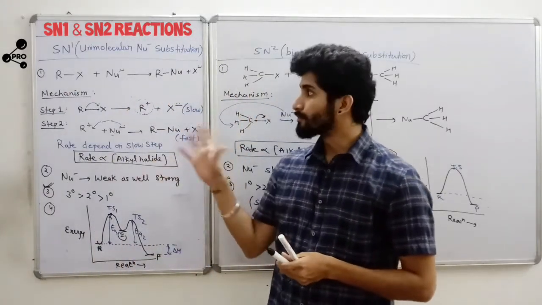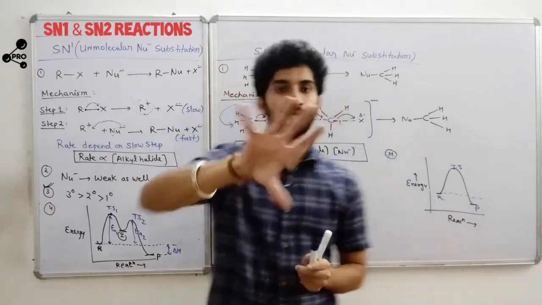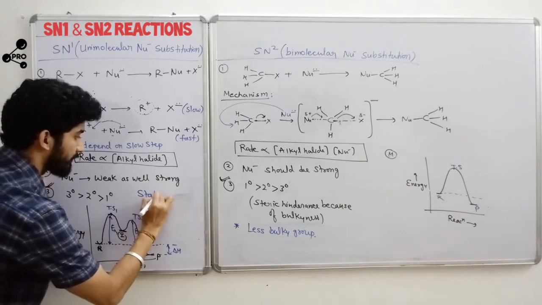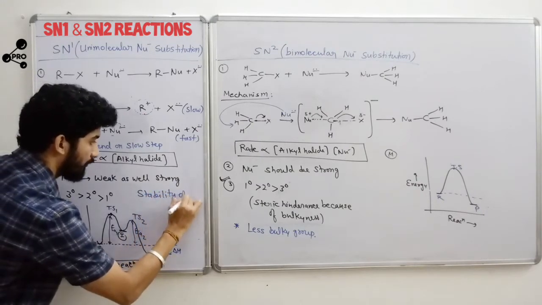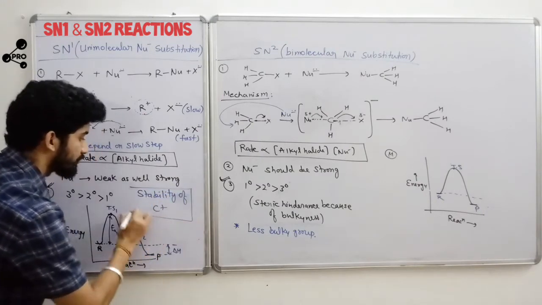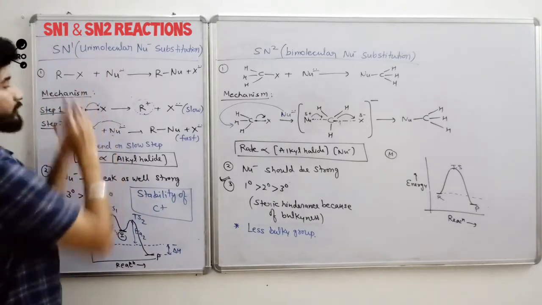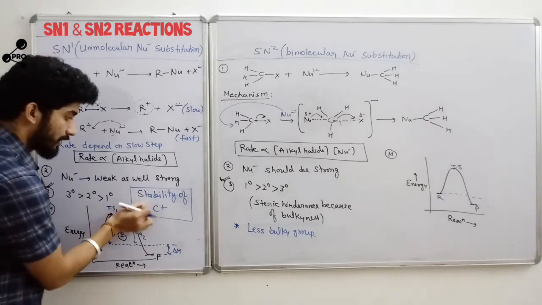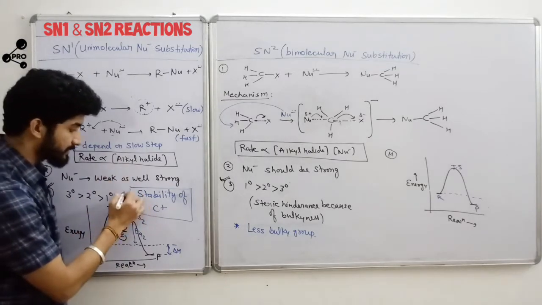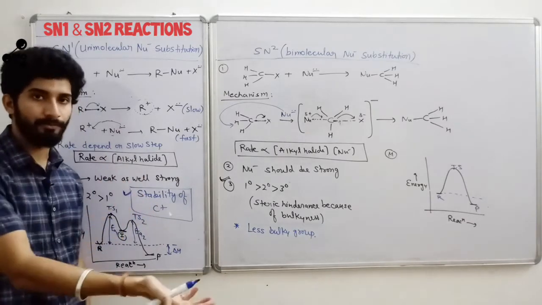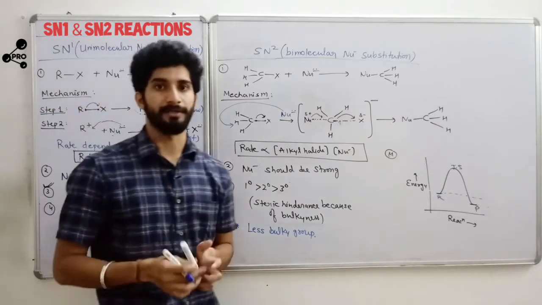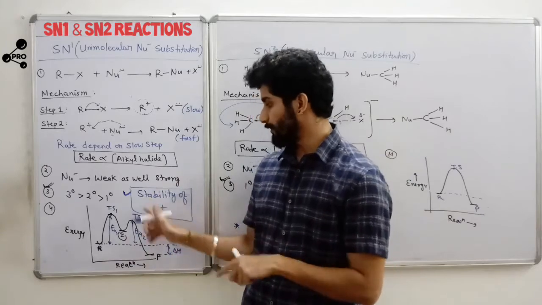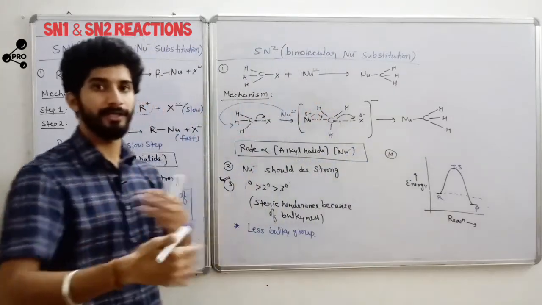SN2 mechanism. So for SN1 mechanism, you just need to focus on the stability of carbocation. This is the most important part. Whenever we talk about the SN1 reaction, the rate of the SN1 reaction, you just need to consider the stability of carbocation. The more stable the carbocation, the more reactive, the more easily the reaction can proceed. So for stability of carbocation, we know that 3 degree carbocation is more stable than 2 degree, than 1 degree.